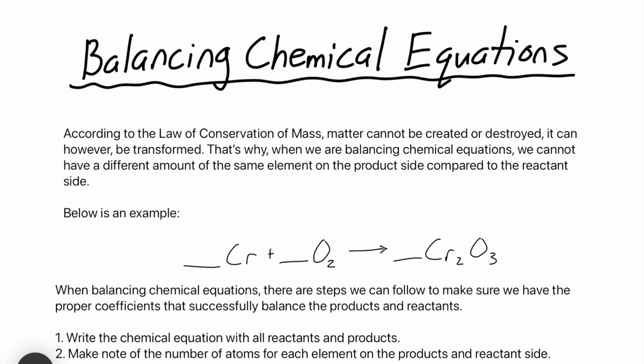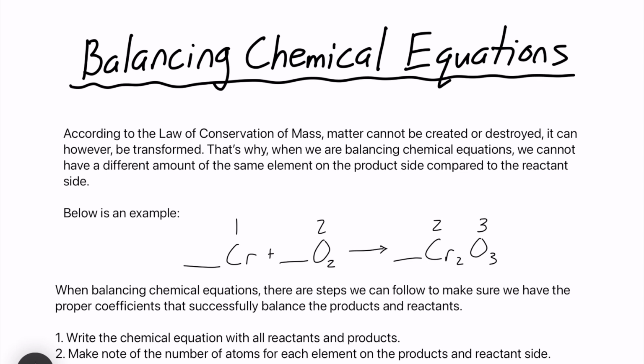So just taking a quick look at this example right here, we have one chromium atom and two oxygen atoms on the reactant side. Meanwhile, on the product side, we will have two chromium atoms and three oxygen atoms. Now, this doesn't quite make sense because basically this is saying that there's one extra chromium atom on the product side compared to the reactant side, and also one extra oxygen atom on the product side compared to the reactant side. That is impossible. Atoms can't just pop out of nowhere, so that is why we must balance this equation.